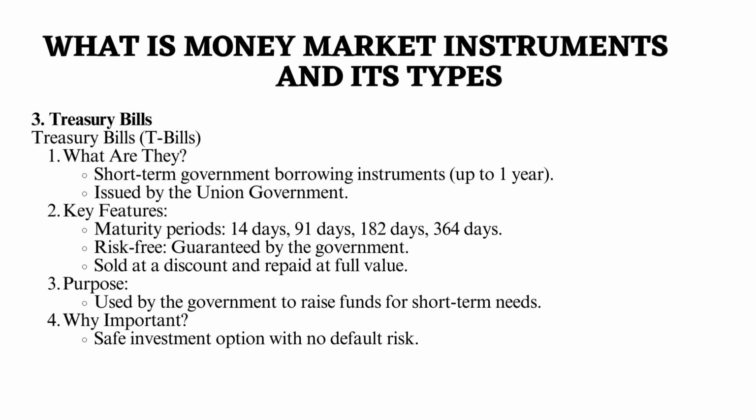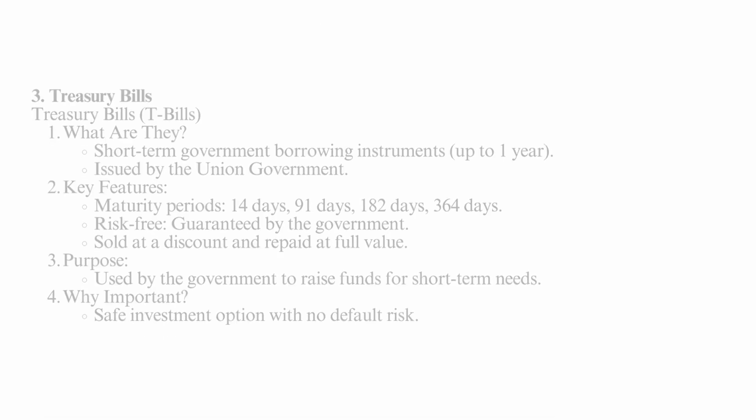Third is treasury bills, T-bills. What are they? Short-term government borrowing instruments up to 1 year, issued by the Union government. Key features: maturity periods 14 days, 91 days, 182 days, 364 days. Risk-free, guaranteed by the government. Sold at a discount and repaid at full value. Purpose: used by the government to raise funds for short-term needs. Why important? Safe investment option with no default risk.